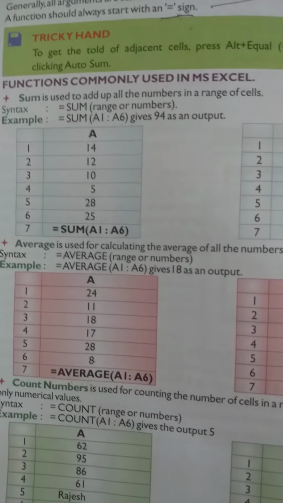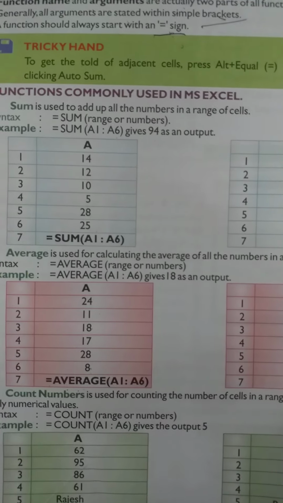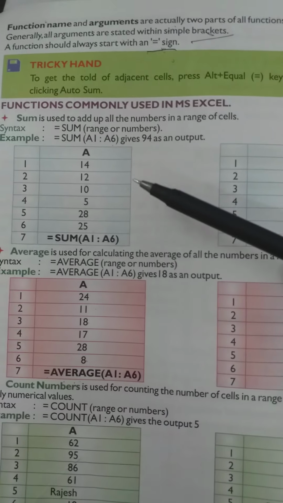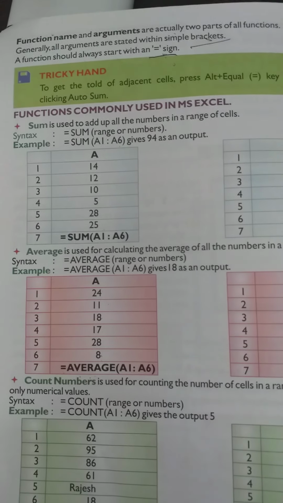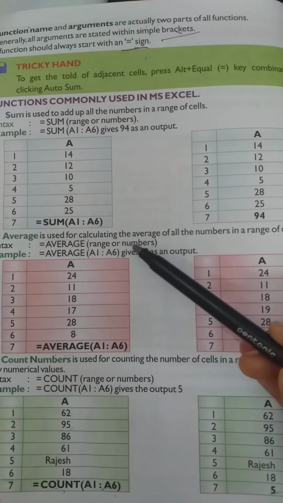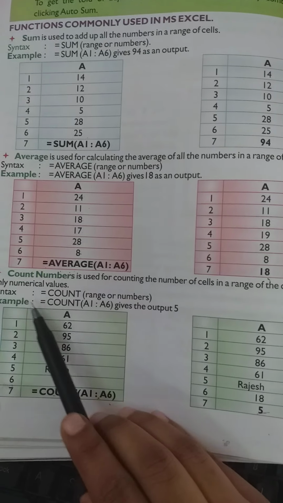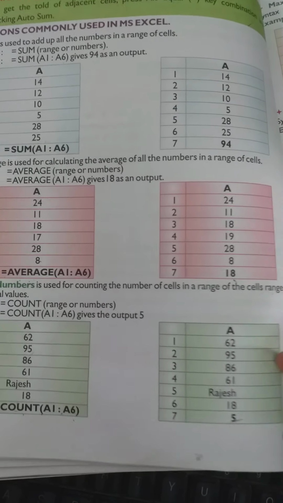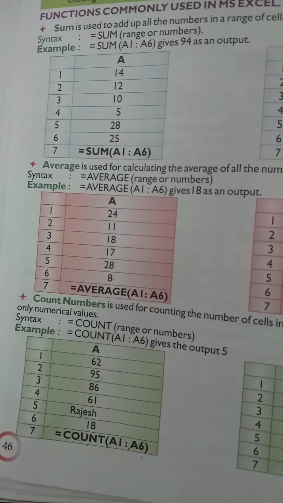Then we have discussed functions commonly used in MS Excel. The first one is sum. Sum is used to find the addition of any of the cells in any worksheet of Excel. Then the second one is average. It is used for calculating the average of all the numbers in a range of cells. Then the third one is count numbers, used for counting the number of cells in a range containing only numerical values.